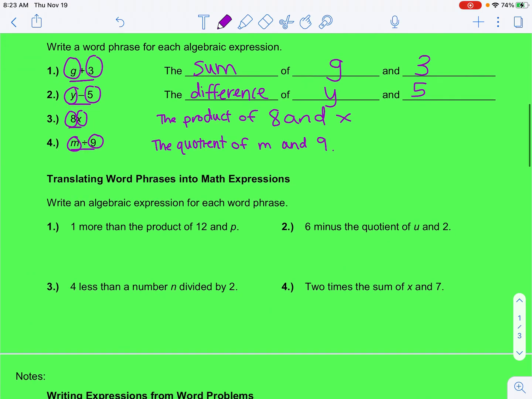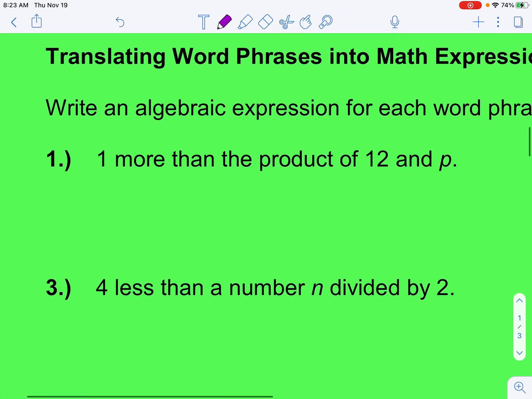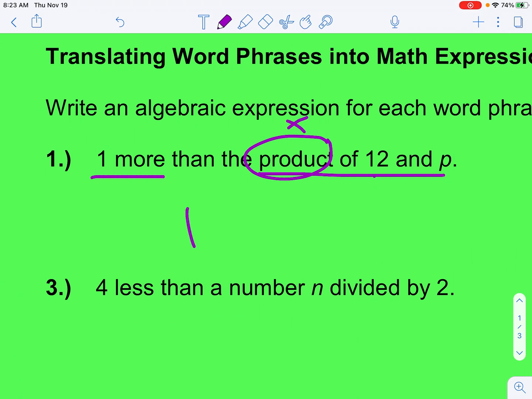Our next section is all about translating word phrases into math expressions. So now we need to figure out what we're going to write as a math problem instead of just seeing it in words. So let's look at number 1. We have 1 more than the product of 12 and p. Alright, so I see 1 more, and then I also see the product of 12 and p. The product means I'm multiplying. So I'm going to multiply 12 times p.